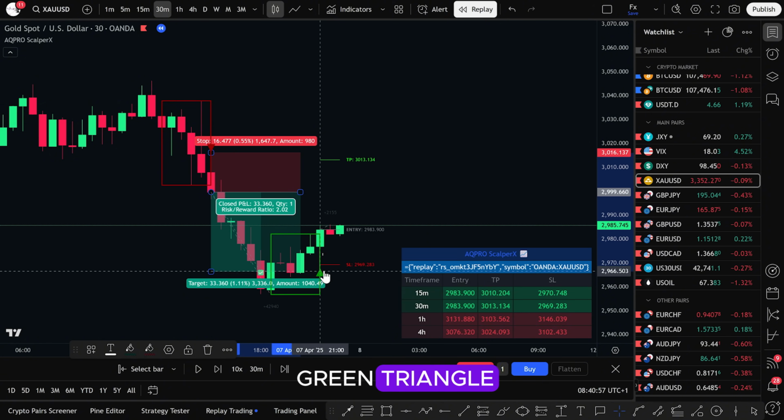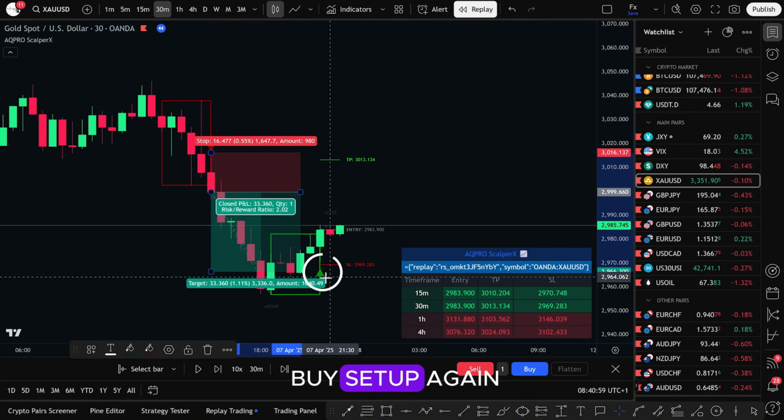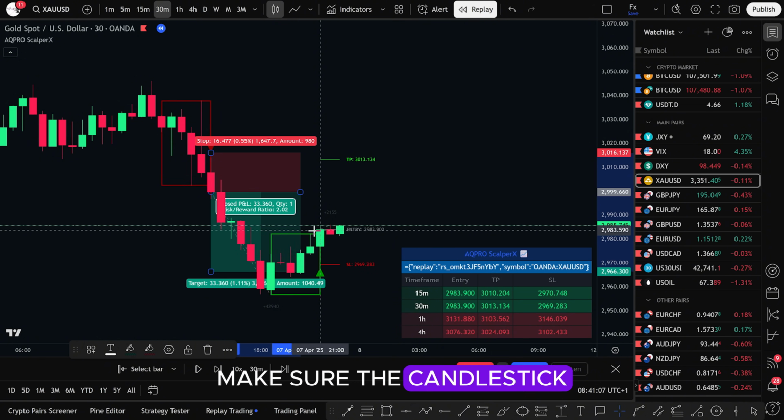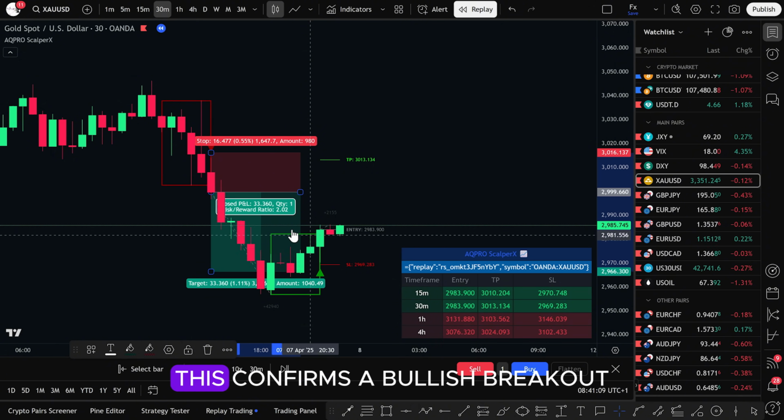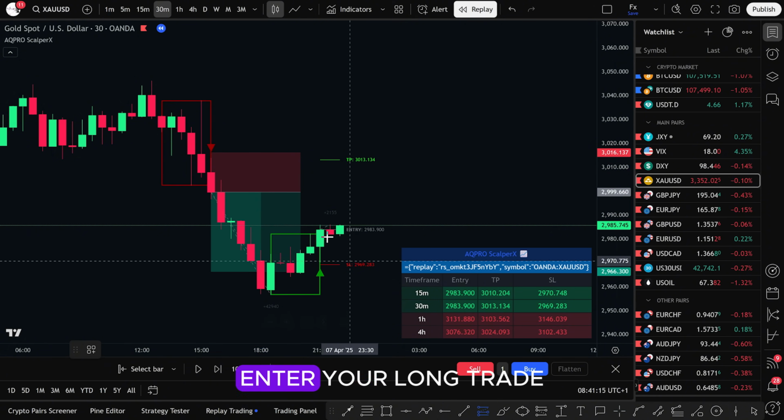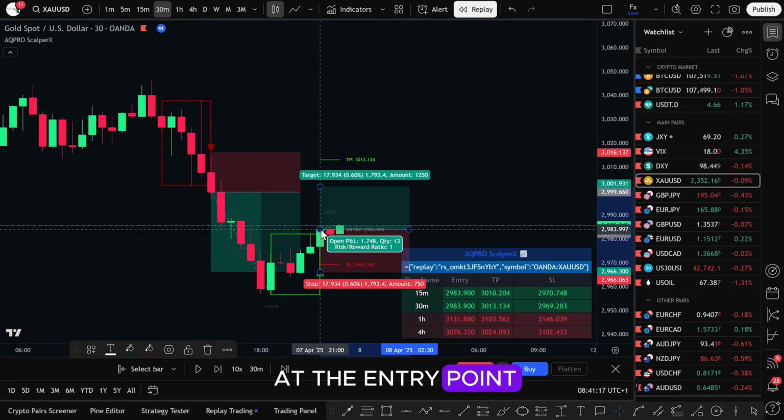Here we've got a green triangle, which signals a valid buy setup. Again, make sure the candlestick closes outside the box. This confirms a bullish breakout. Once that happens, enter your long trade at the entry point.